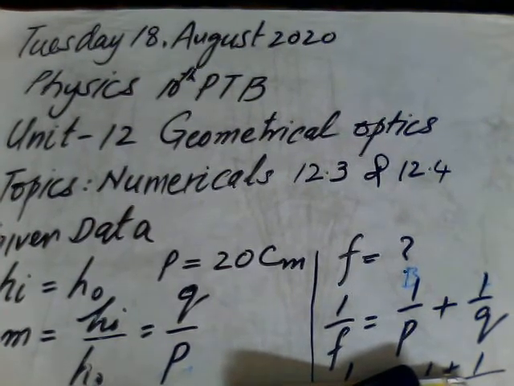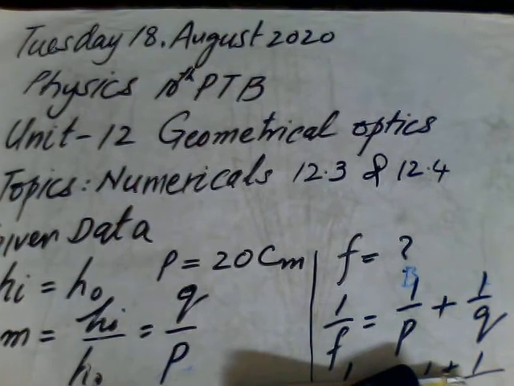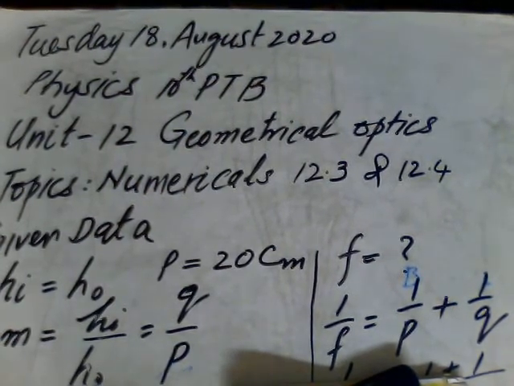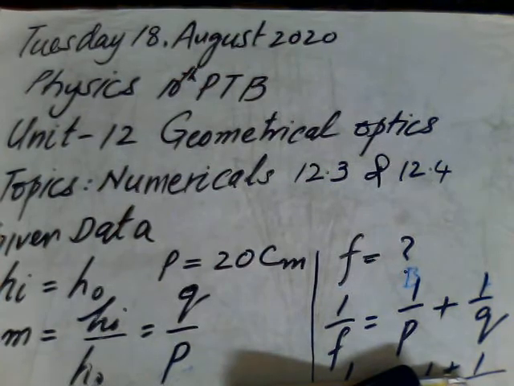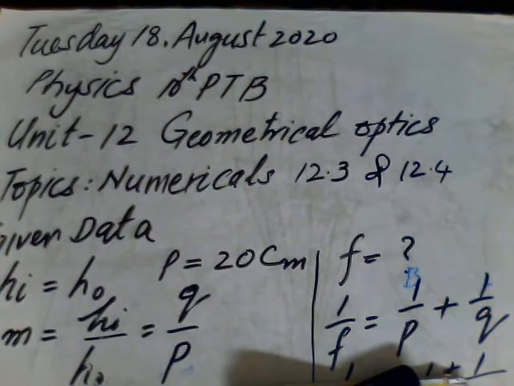In class 10 PTB, Unit 12, Numerical Optics, we have already completed this chapter. Today the topic is numerical problems. Yesterday we worked on the first and second numerical problems.